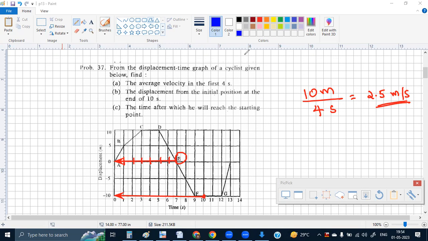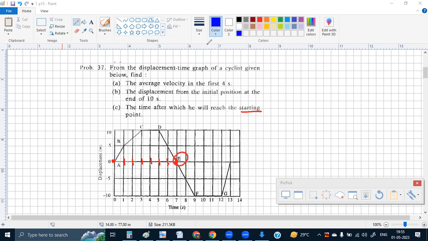Another answer is also there. From starting, they have asked. From starting means you have to take it from 0. And this is where the displacement is 0. So count how many seconds are there. 1, 2, 3, 4, 5, 6, 7 seconds. After 7 seconds at point E, he is at the starting point.